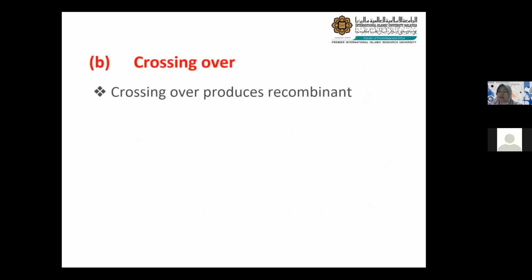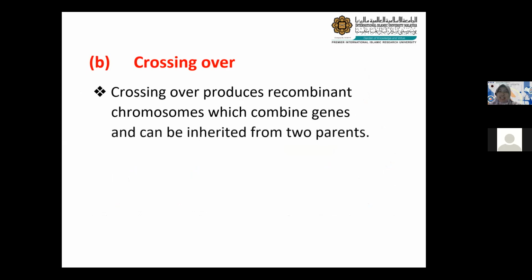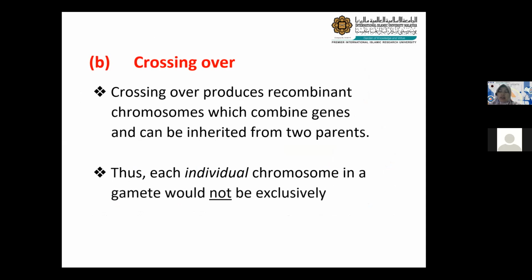Okay, second one, crossing over. For this, please let me know in case you want to copy something. Okay, crossing over. Crossing over produces combinations of chromosomes which combine genes that can be inherited from the two parents. Thus, each individual chromosome in a gamete would not be exclusively maternal or paternal in origin.